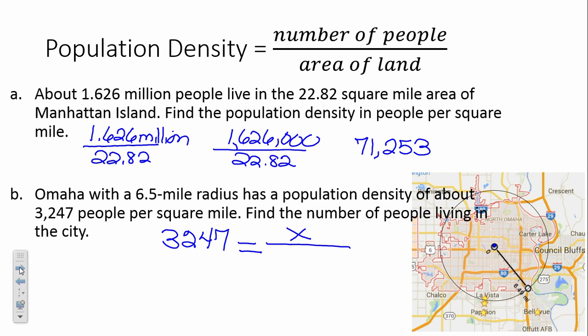How do we find the area of Omaha? A equals pi r squared. Our radius is 6.5. So we're going to take pi times 6.5 squared. So you're going to plug this into your calculator. 6.5 squared times pi. And you get 132.73 if you round it. We don't want to round it. We want to keep it in our calculator.